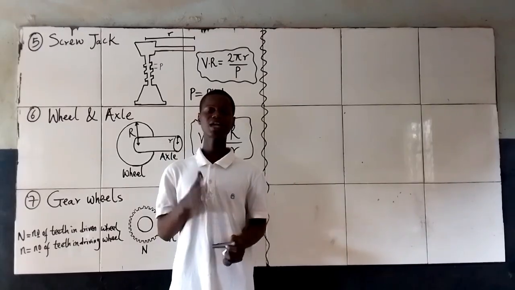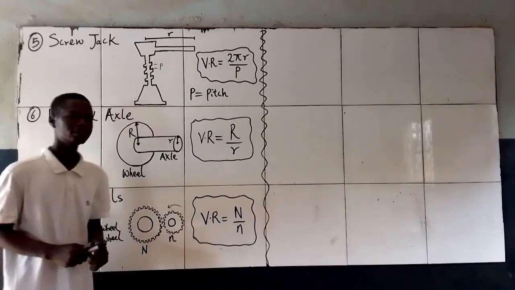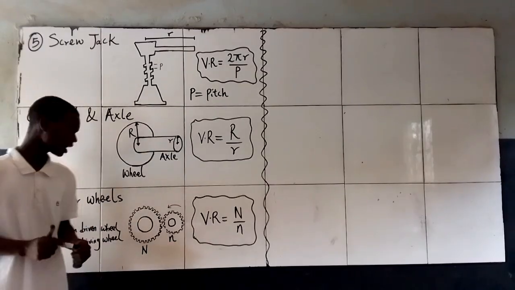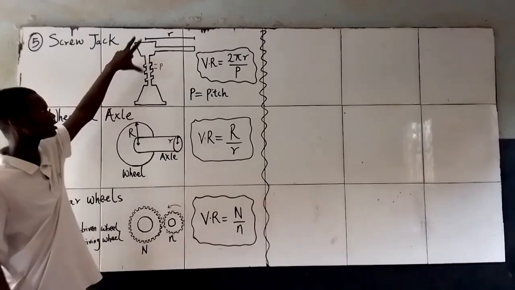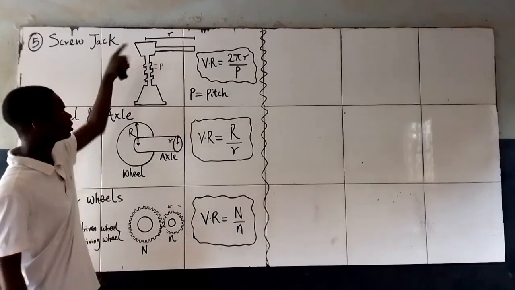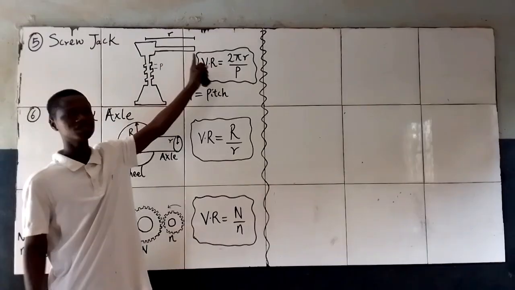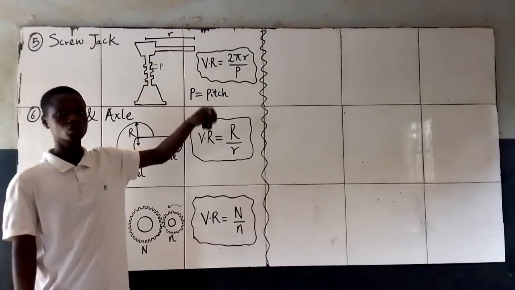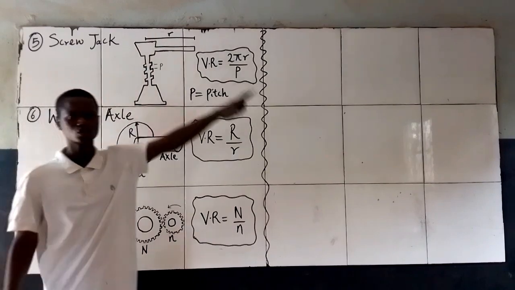Alright guys, so lastly we shall be looking in details at the screw jack, then we'll be looking at wheel and axle, and lastly we'll be talking about gear wheels. So let's get started. This is the typical diagram of a screw jack, okay? Now these are the screws, these serrated structures. Then this is the jack or the handle that is used to turn it or press the jack. Now this is how a screw jack looks.